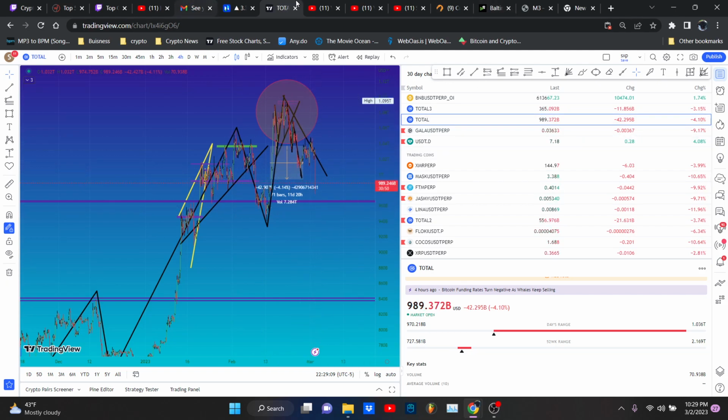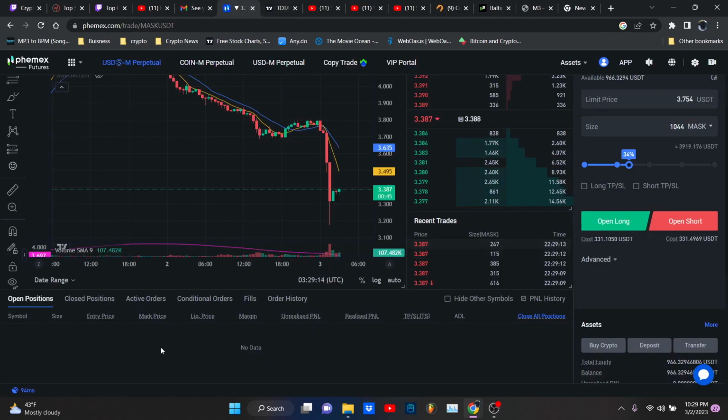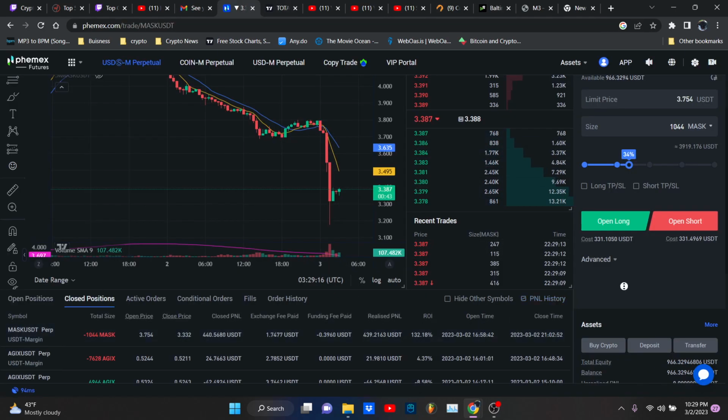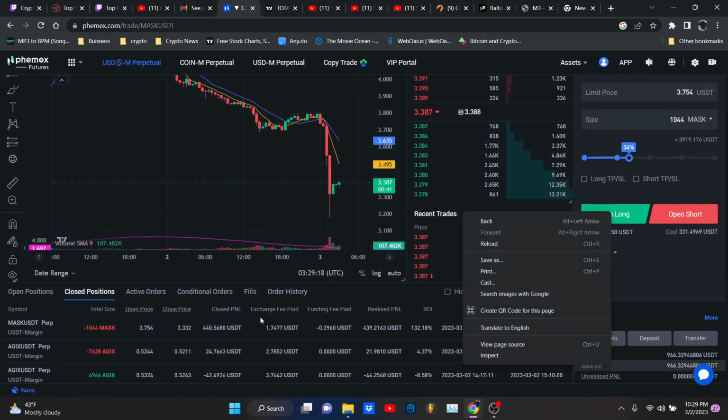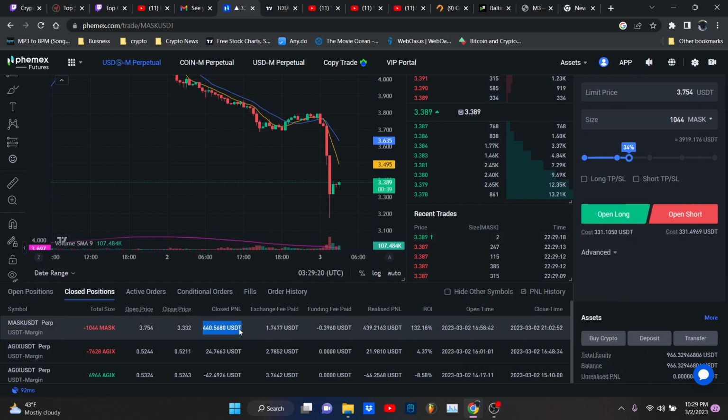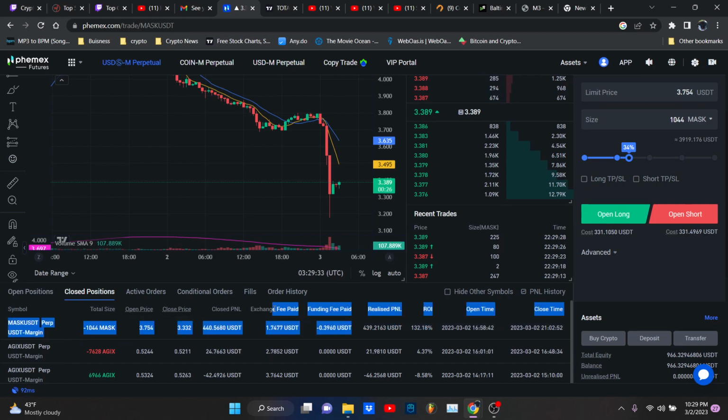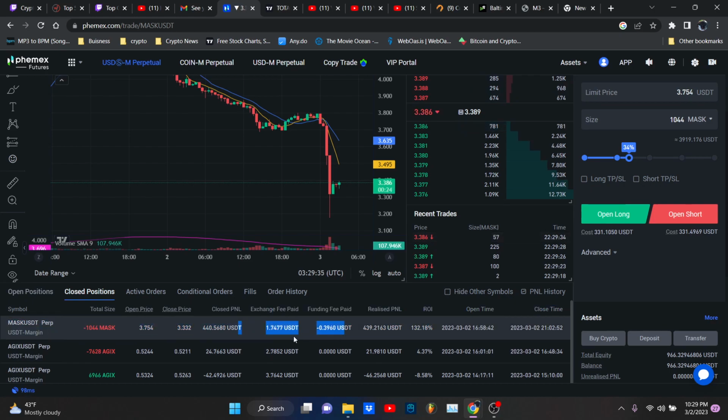Okay, so first I'm going to show the profits I took in today. So let's close positions. And let's go down. And as you see, $440 today. And that's from MASK dropping from 3.775 to 3.332. Realized profit, $4.39. Exchange fee, $1.